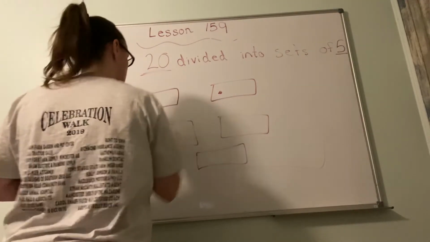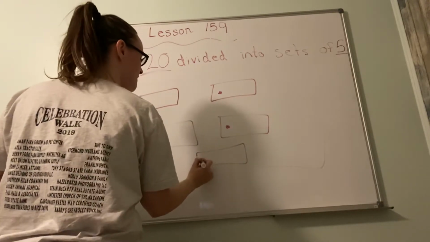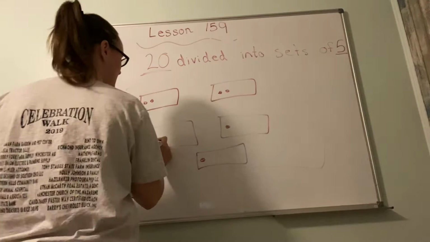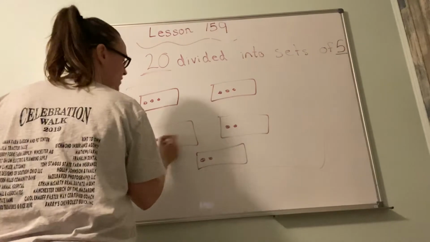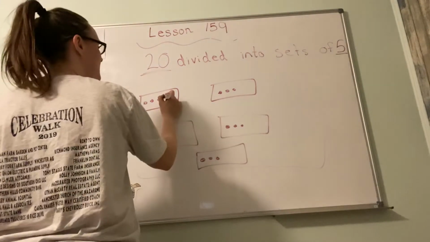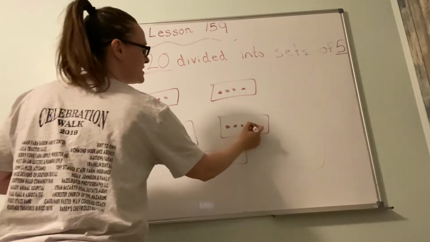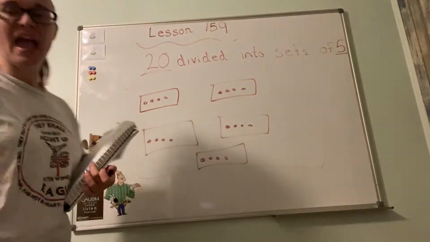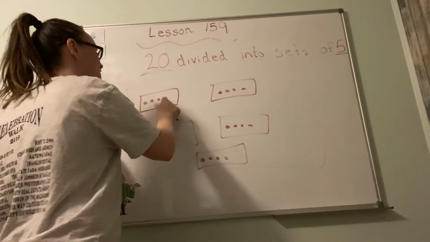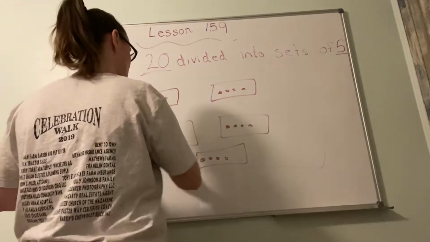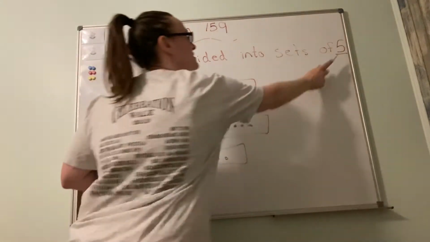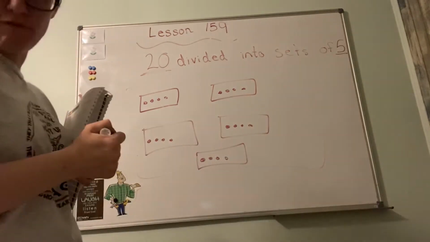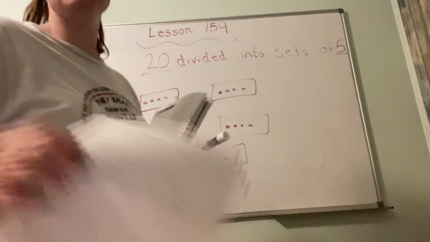1, 2, 3, 4, 5, 6, 7, 8, 9, 10, 11, 12, 13, 14, 15, 16, 17, 18, 19, 20. And how many are in each set? 1, 2, 3, 4. Make sure you have 4 in each set. Yep. So that way we know they're equal sets. So 20 divided into sets of 5 gives you 4 in each set. So I want you to practice that on your paper today.